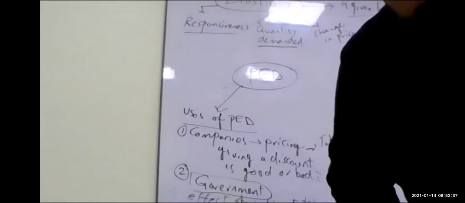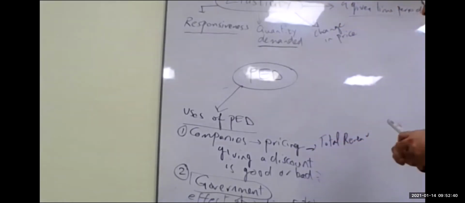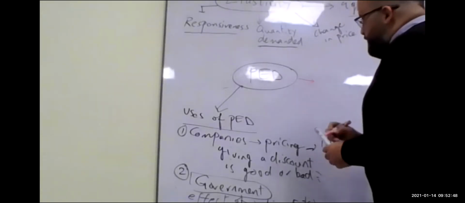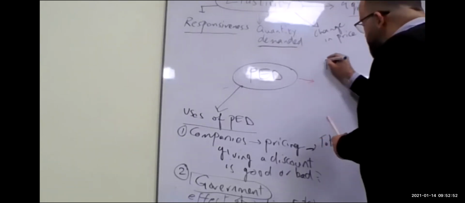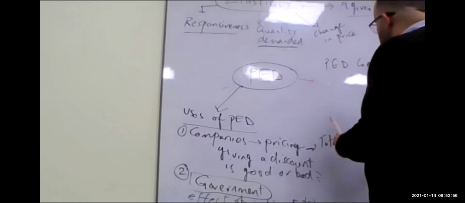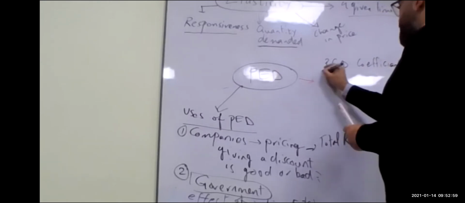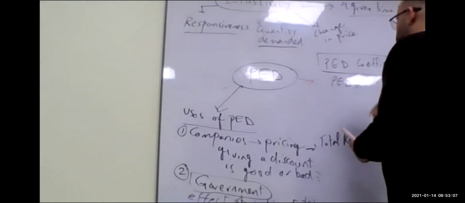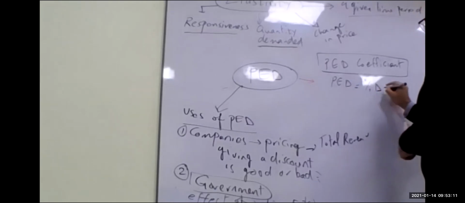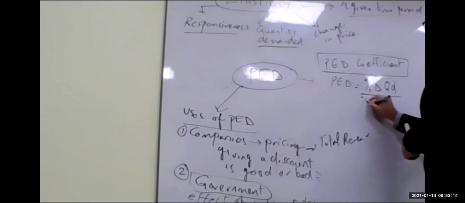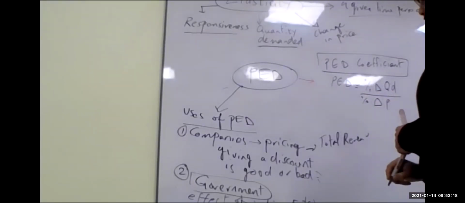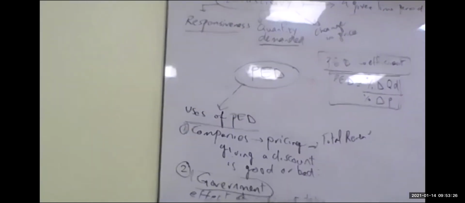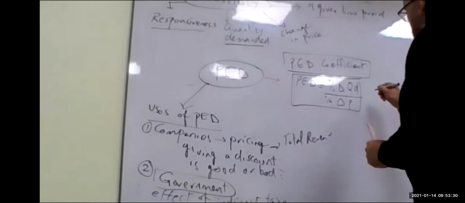Now, after this revision on the main points that we took, one of the main things also to consider is the PED coefficient, the value of the PED. We said that PED equals a formula: percentage of change in quantity demanded divided by percentage of change in price. Fine. Three possibilities.